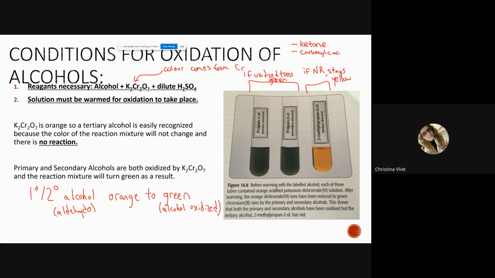What else? There's something else. What else would stay yellow if I added potassium dichromate to it? Tertiary alcohol, right? So anything that doesn't react will stay yellow, meaning the potassium dichromate stays dichromate.